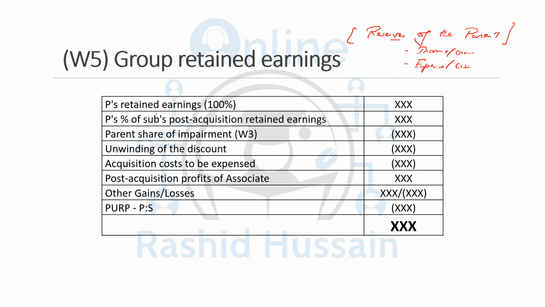So we take the parent's retained earnings, and we add the parent's share of the subsidiary's post-acquisition profit or losses. Then similarly, the impairment, which is now the parent's share. And this unwinding of discount, I've already told you that unwinding is when you take the contingent or deferred consideration systematically to its original value. So what was the double entry for that? Debit profit or loss. That means the finance cost is debited, and credit liability, we increase the liability.